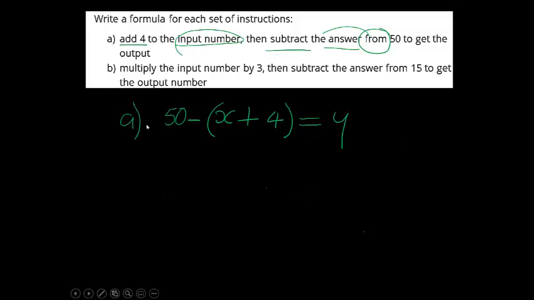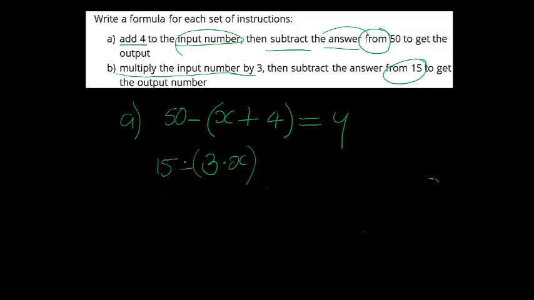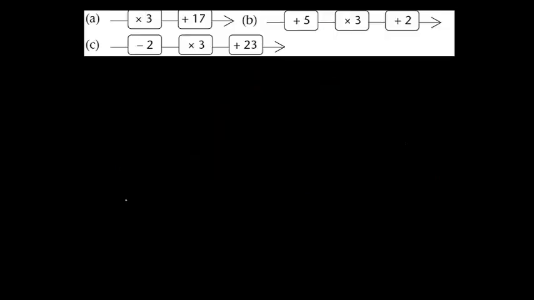Our second one tells me to multiply the input number by 3. So I can write 3 times x, or 3x. Then subtract the answer. So the answer of this I must subtract from 15. 15 minus 3x gives me the answer y. Okay, let's look at the next one.